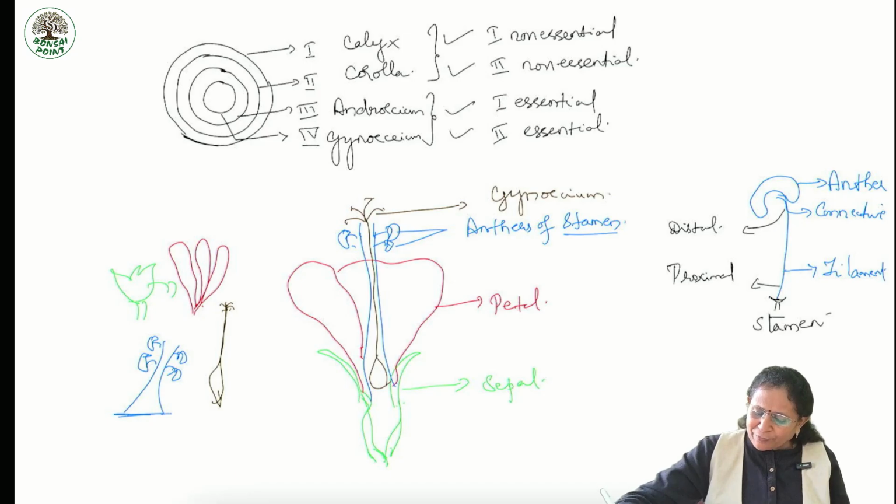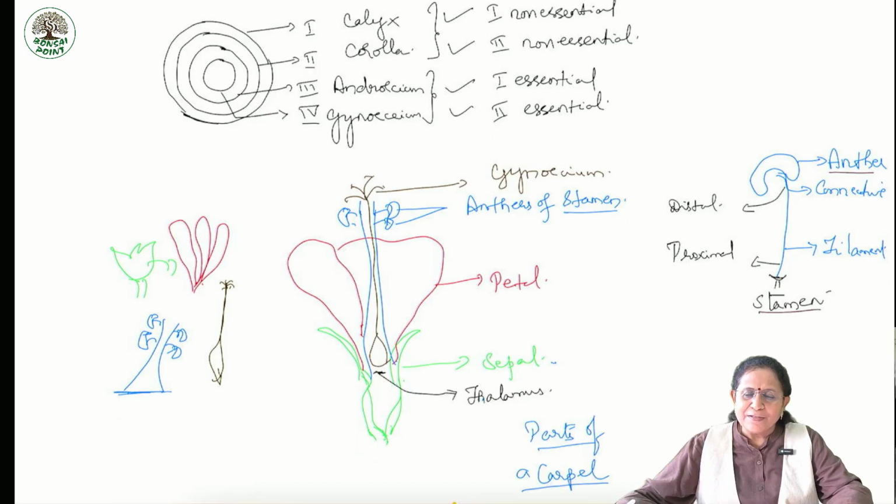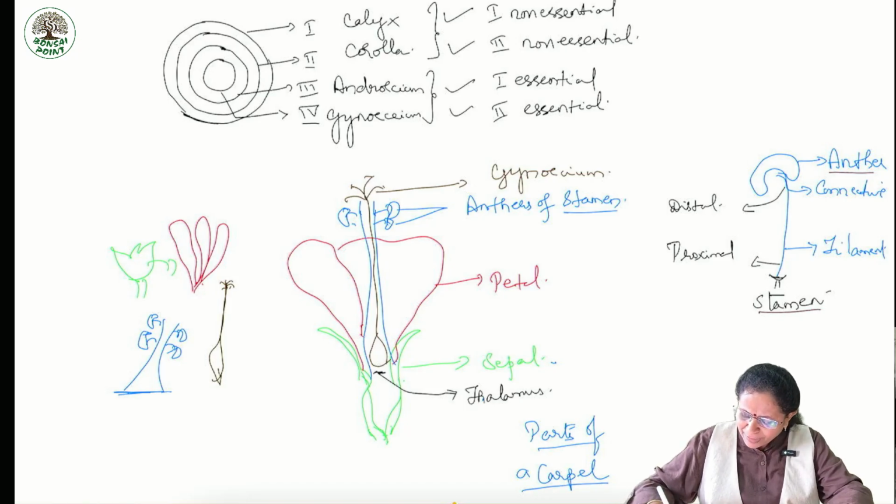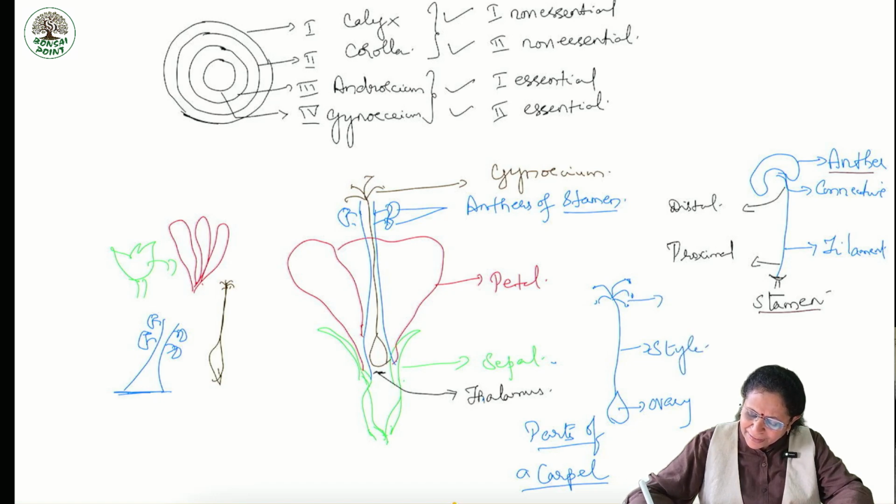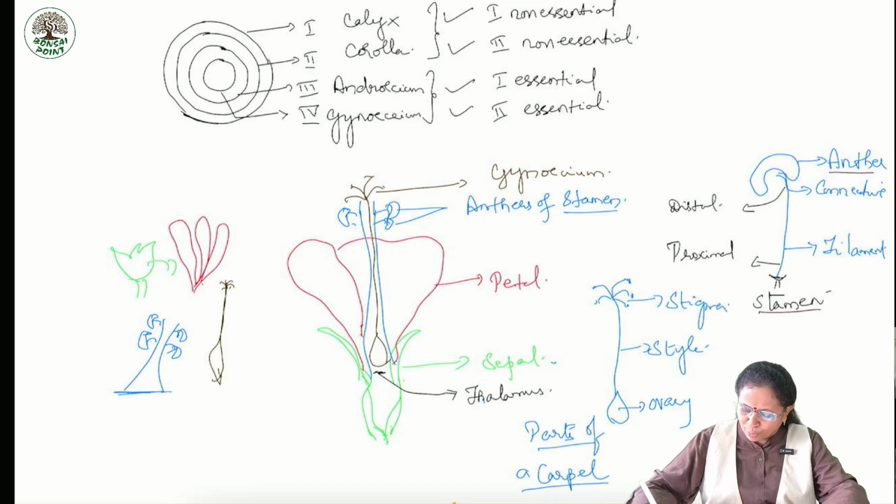Let us pass on to the parts of a carpel. So, all of us know that the individual unit of gynecium is said to be carpel. So, what are the parts of a carpel? It is ovary, style and stigma. Okay, this is the swollen portion, that is ovary. This is the long stalk-like structure, that is style, and this is stigma, the landing place for pollen grain.